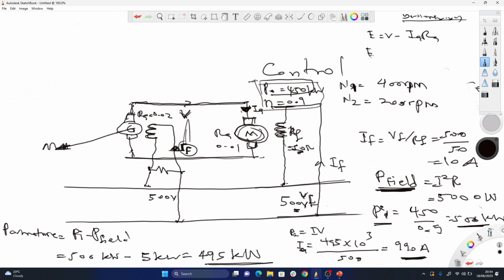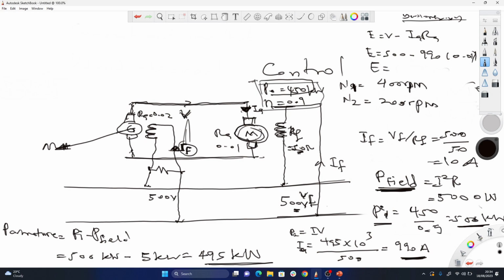E is equal to what? V 500 minus IA 990 times RA 0.01. So this will give me the E. This will give me the E at what? E at 400 RPM. This is the back EMF, yes, at 400 RPM. So let's find it here: 500 minus 990 times 0.01.